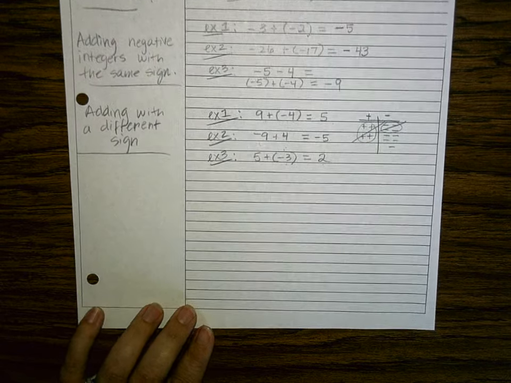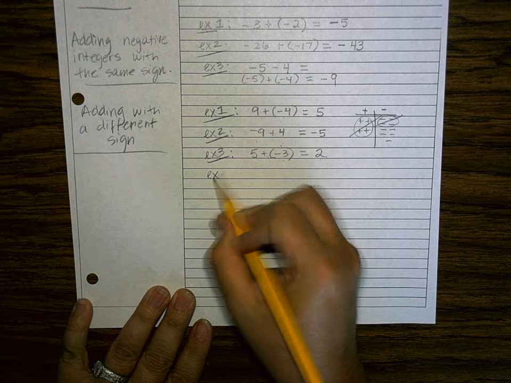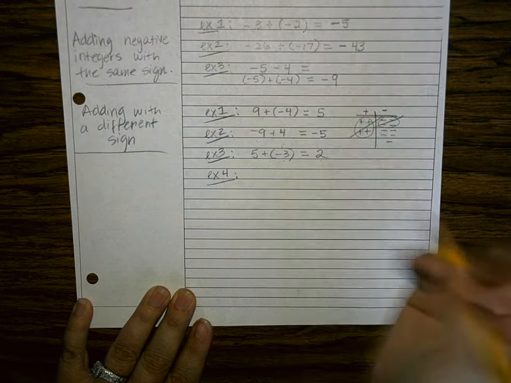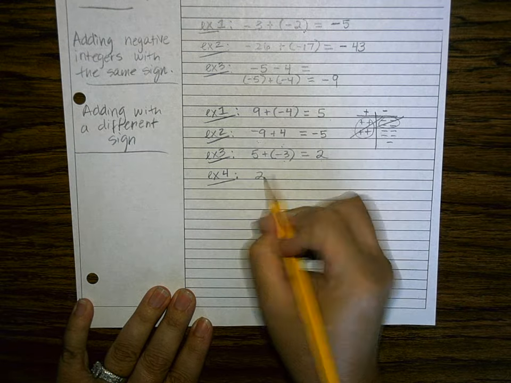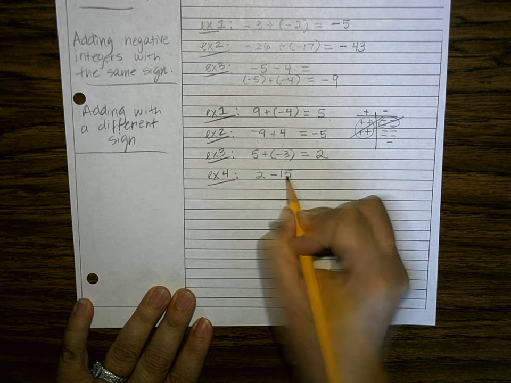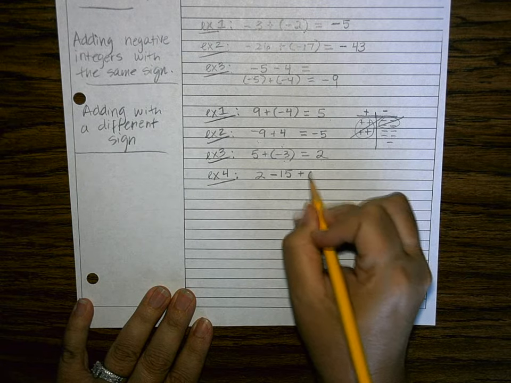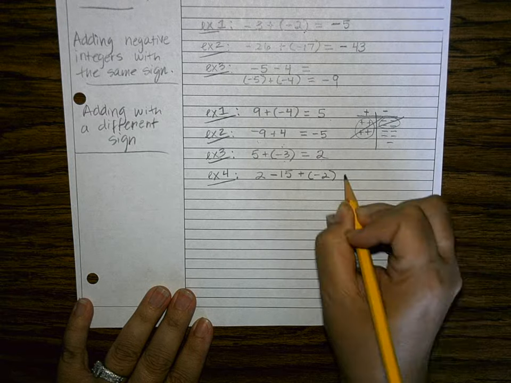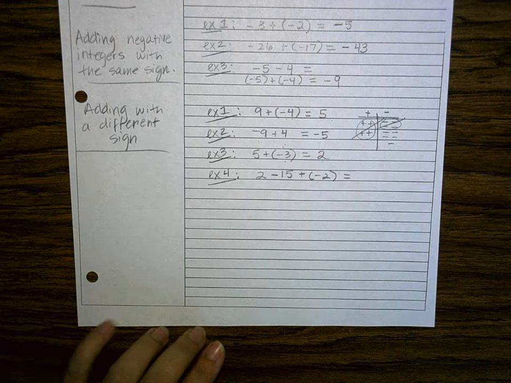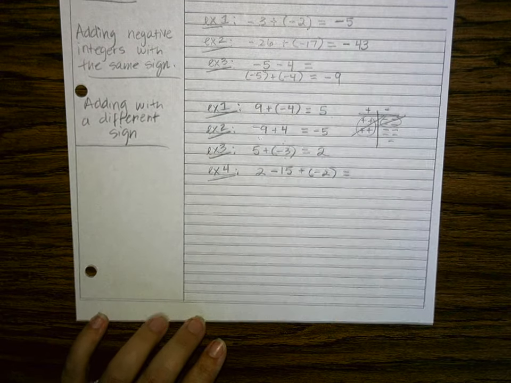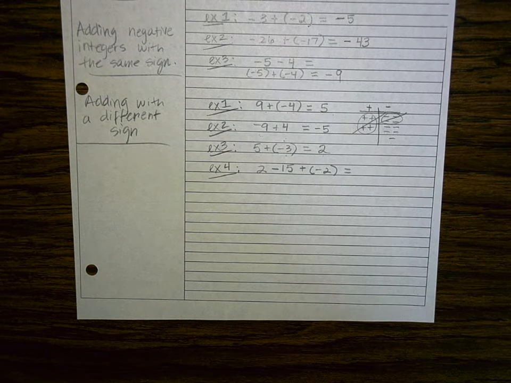Okay. Example 4. We have 2 minus 15 plus a negative 2 in parentheses. So now I have 3 terms in there instead of 2. Raise your hand if you think you know the answer. Okay, 1, 2, 3, say it. 11.